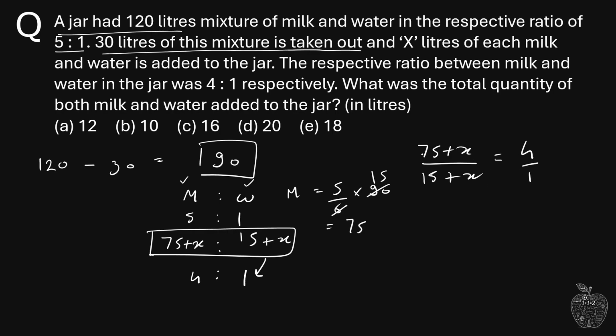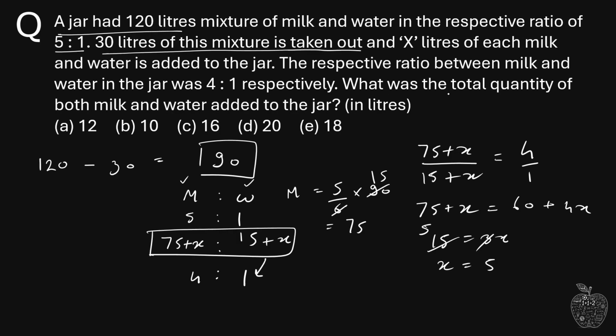So now this 1 will go on the left hand side. So 75 plus x is equals to 15 plus x goes on the right hand side and get multiplied with 4. So we get 15 4s are 60 plus 4x. 75 minus 60 will give me 15 and 4x minus x will give me 3x. 3 1s are 3, 3 5s are 15. So we get the value of x, which is 5.